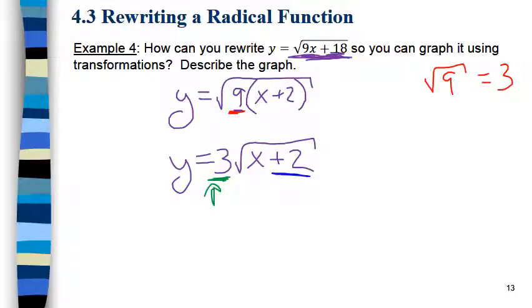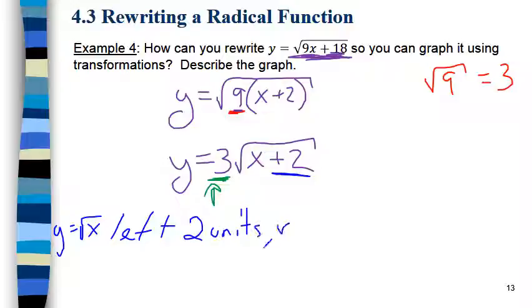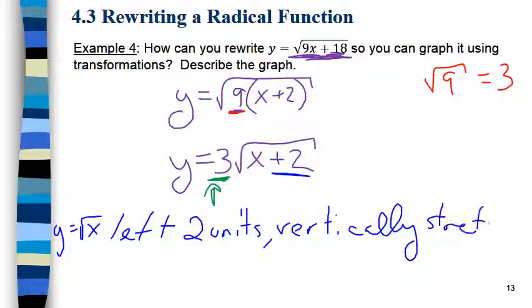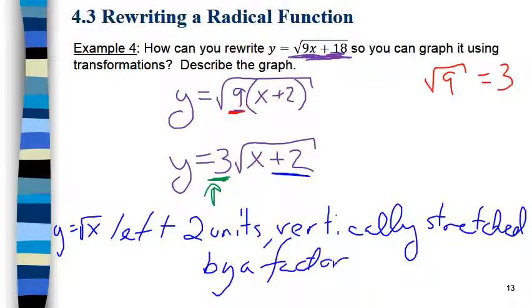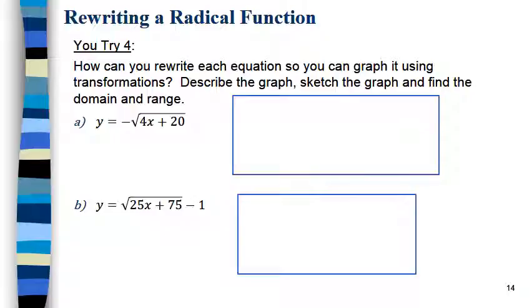So we can say that this is a graph where y equals the square root of x was moved left 2 units and vertically stretched by a factor of 3. Okay, go ahead and try those: rewrite them so that you could graph them using the transformations, and then describe the graph. If you want to pause right now.